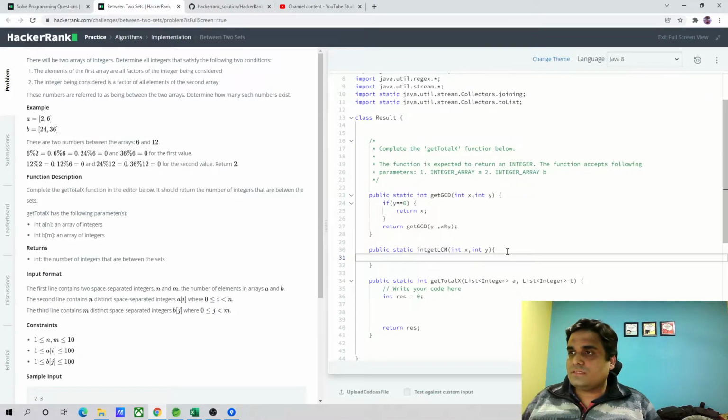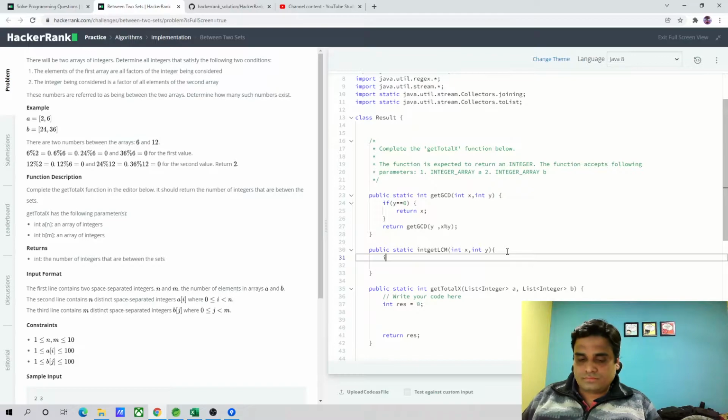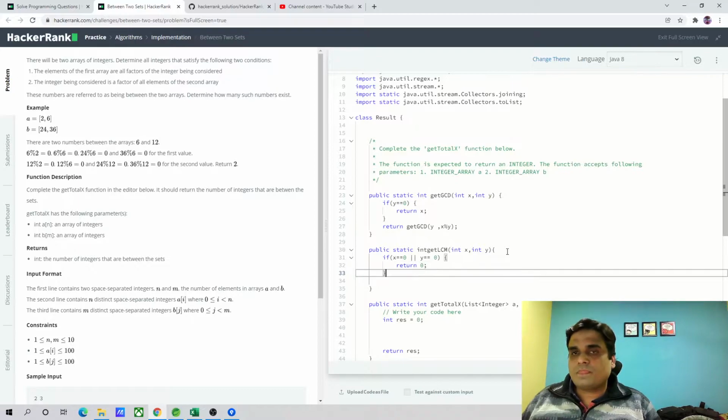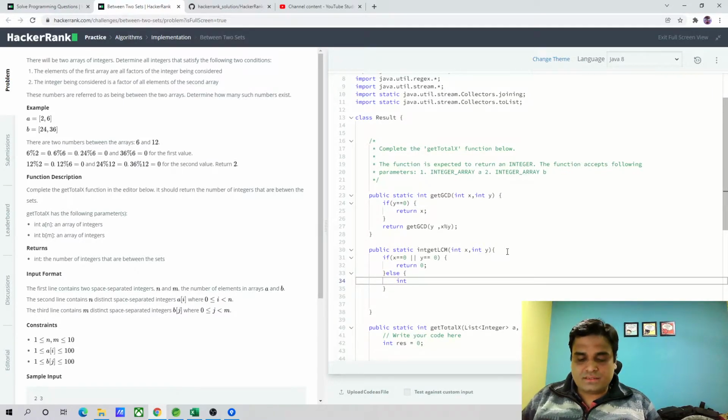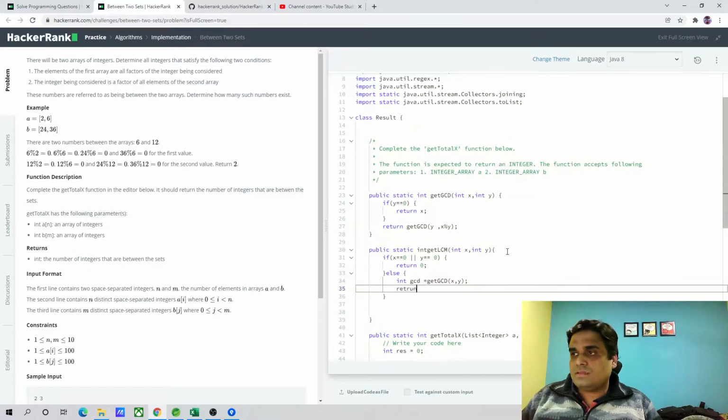So what we are trying to do is find the LCM. In that case, if both the numbers are 0, we can just return 0. Otherwise, what we can do is first get the greatest common divisor of the two numbers, and then the mathematical formula for LCM is Math.abs(x * y) divided by GCD. So this gives us the LCM.